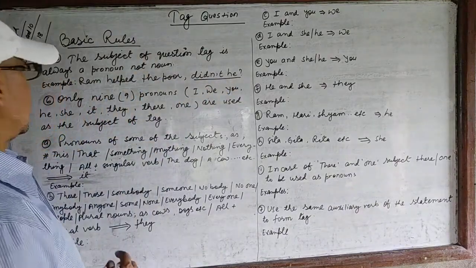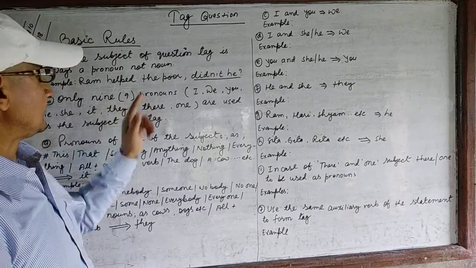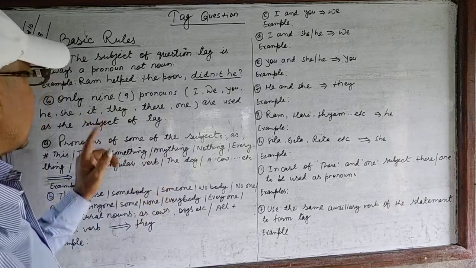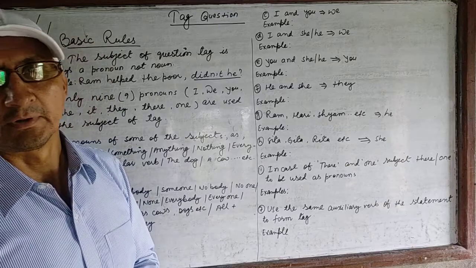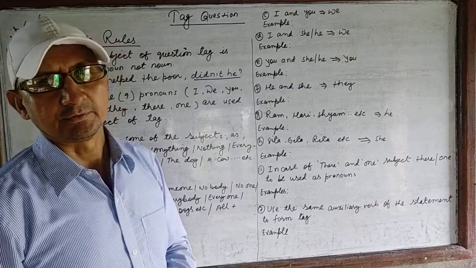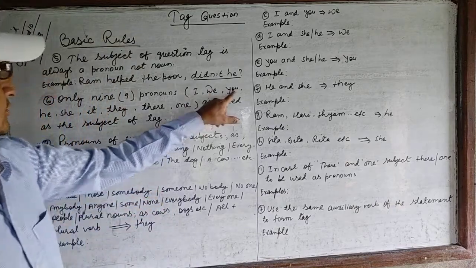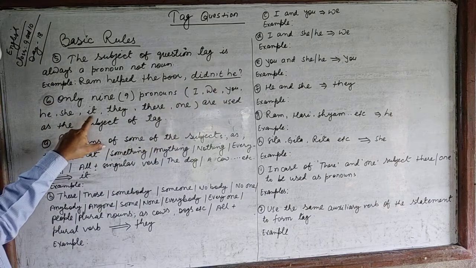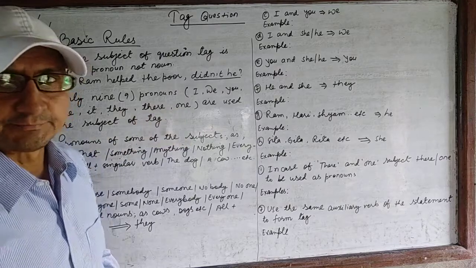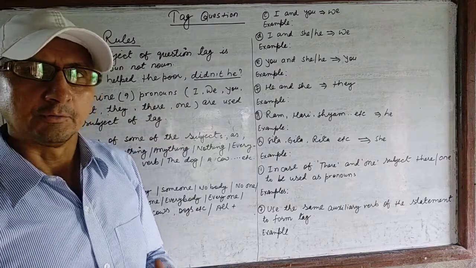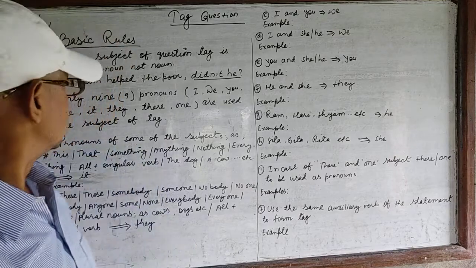Let's see another basic rule of tag. Only nine pronouns are used as the subject of a tag. The nine pronouns are I, we, you, he, she, it, they, and one. These are the nine pronouns we use as a subject in the tag.